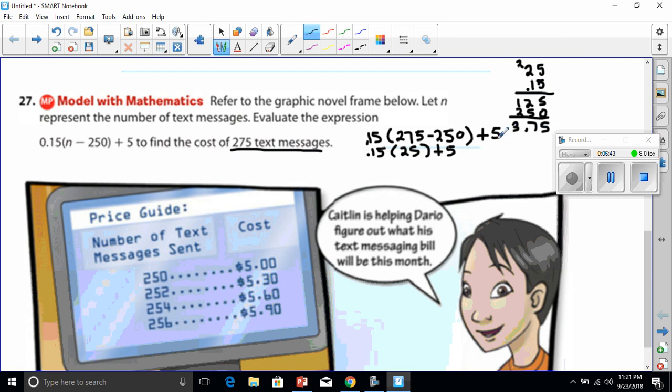Okay, but wait a minute. It says now we're going to add 5. Now notice it doesn't say 0.5. It says 5. So we have to put this 5 underneath where our single digits are, not where the tenths or the hundredths are, but where the ones are. And now we add, and that gives us 5, 7, and 3 plus 5 is 8. And so we see for 275 text messages, it's actually going to cost us $8.75.